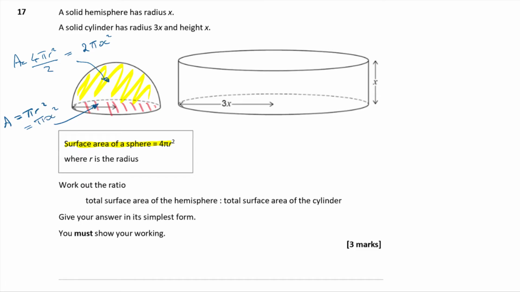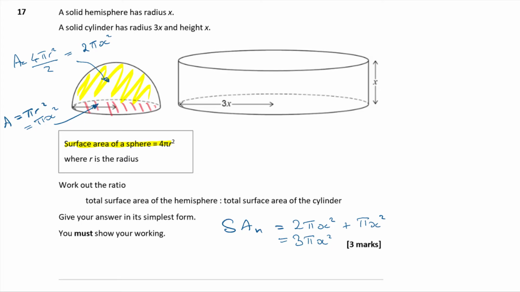Okay, so the surface area of the hemisphere is going to be those two things added together then. It's going to be the 2 pi x squared from the curvy bit, and the pi x squared from the circular part, giving you a total of, I've got two things that are the same, adding them together, that's 3 pi x squared, isn't it? Because 2 plus 1 equals 3. Okay, so that's the hemisphere done.